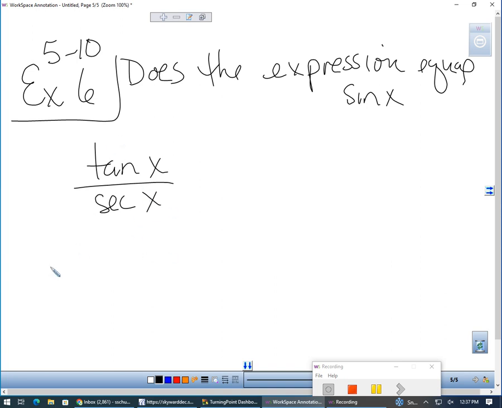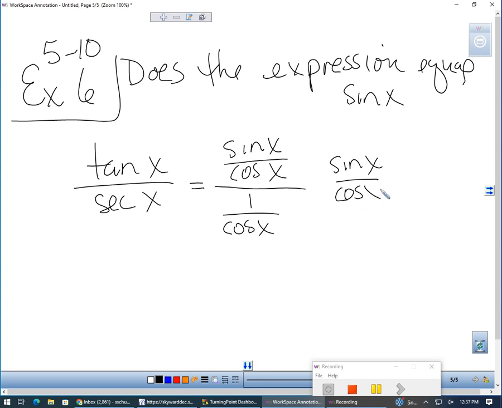So what can I do here? Yes, let's change this into sine x over cosine x. And since we don't have any secants over here, let's change this into 1 over cosine x. Yes, very good, Leah. So we have a fraction divided by a fraction, which means we get to multiply by the reciprocal. So I have sine x over cosine x times cosine x over 1. What do we see we get to do? Cross out the cosine. Yeah, so does this equal sine? So then you just say yes.